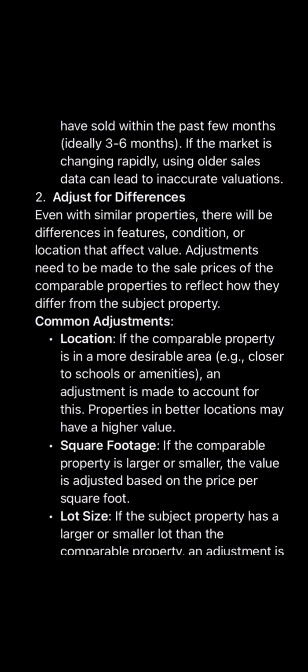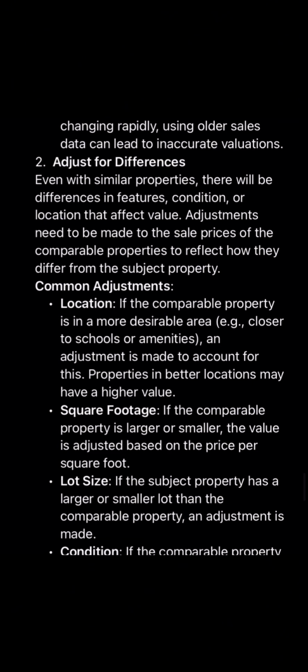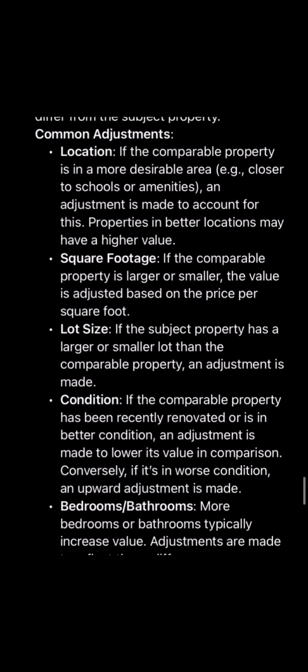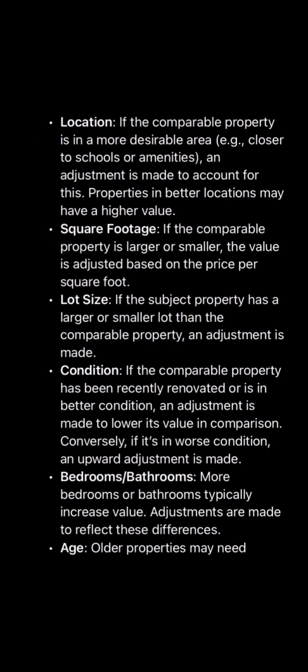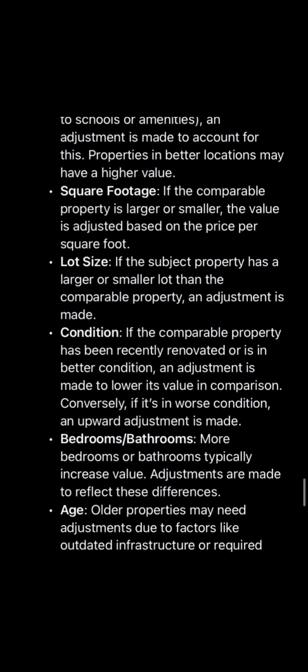Adjustments need to be made to the sale prices of the comparable properties to reflect how they differ from the subject property. Common adjustments. Locations. If the comparable property is in a more desirable area, e.g., closer to schools or amenities, an adjustment is made to account for this. Properties in better locations may have a higher value.